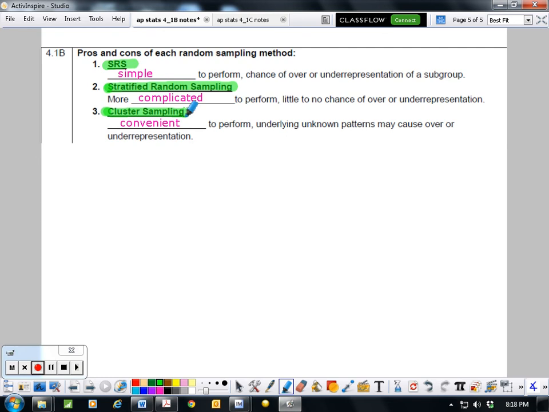But again, these are still good sampling methods that you can use. The main thing we want you to know is what is the difference between them. So we'll give you situations and ask you, which sampling method is it?